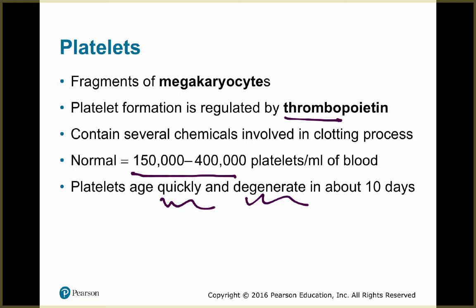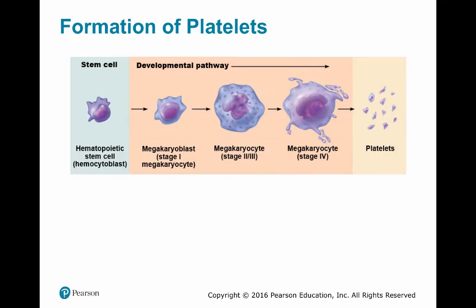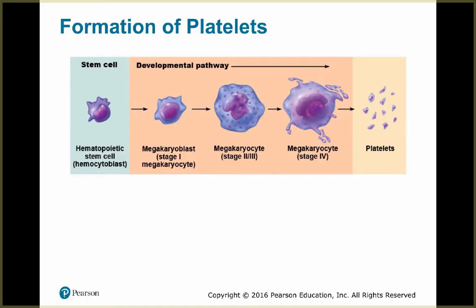So let's look at thrombocytes and how they're made. Again, we start with the hemocytoblast. That's the stem cell for all of the different elements that we've talked about today. Once we get past this, it develops into a megakaryoblast, and this is stage 1. From here, it's going to grow, get bigger, and start getting vesicles that contain chemicals that we need for blood clotting.